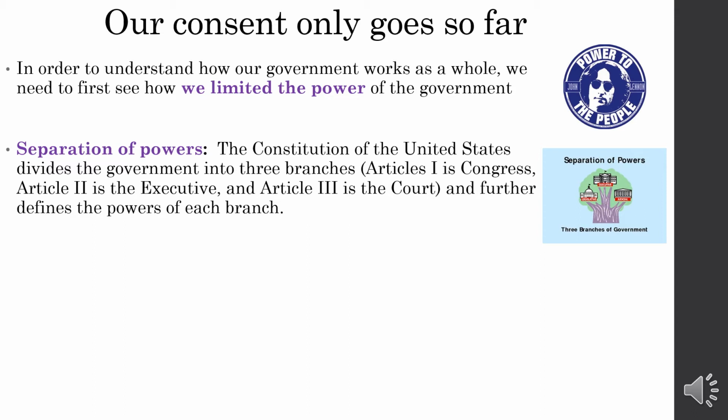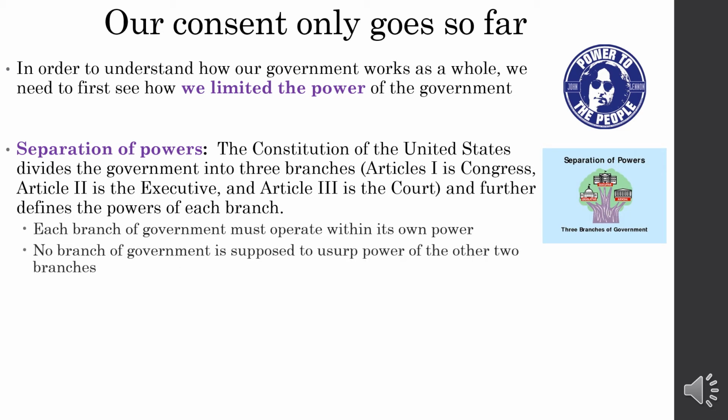But here's the thing. Each branch of government must operate within its own power, and no branch of government is supposed to usurp or take the power of the other 2 branches. In other words, there's no jumping from branch to branch. Your branch of government needs to stay on your side of the tree, and the other 2 branches of government will stay on theirs.